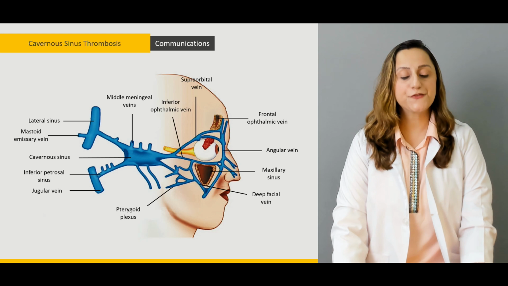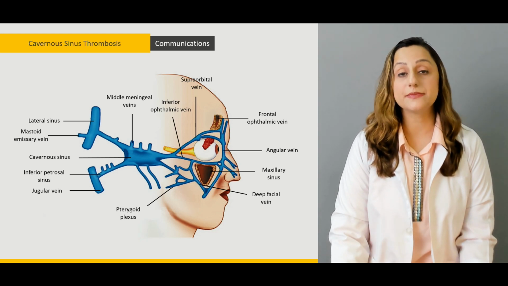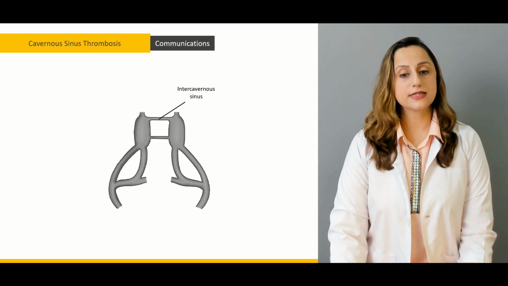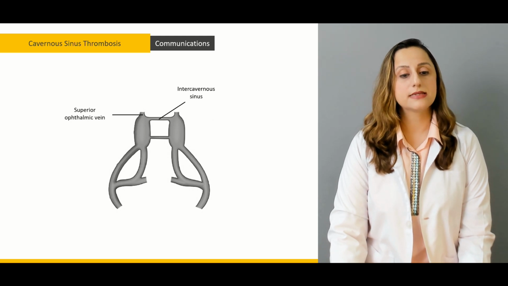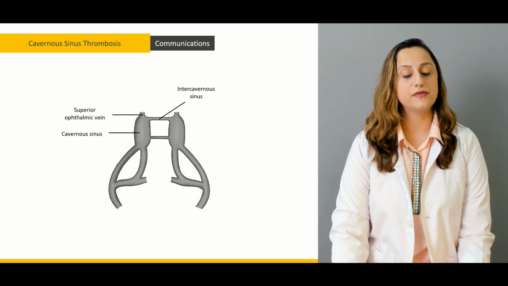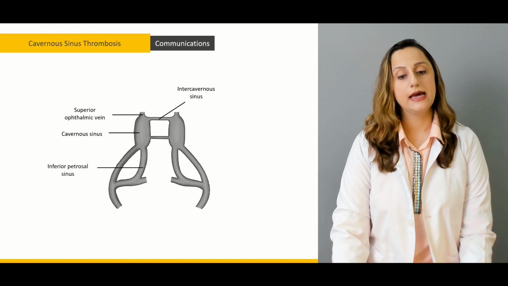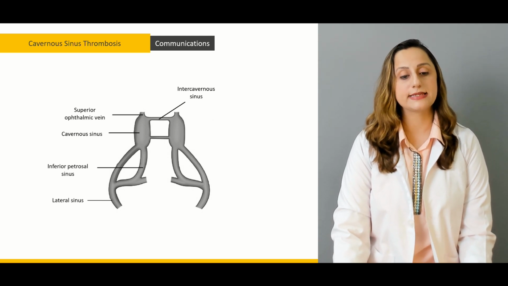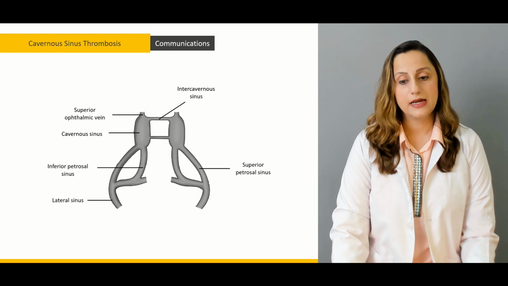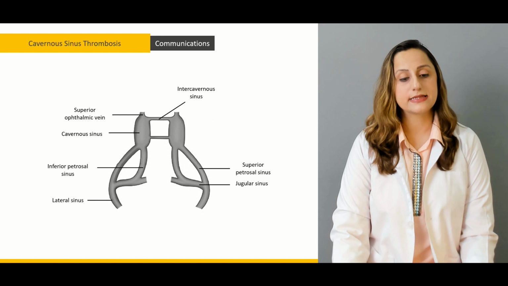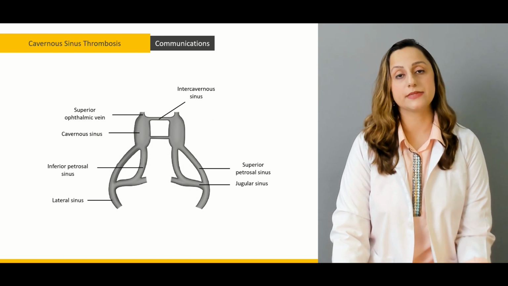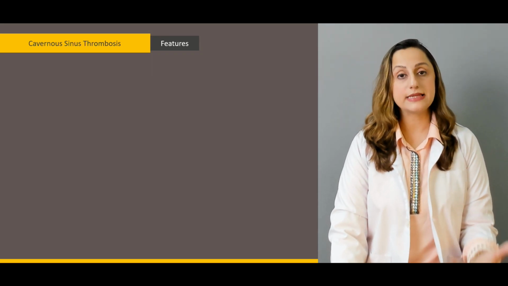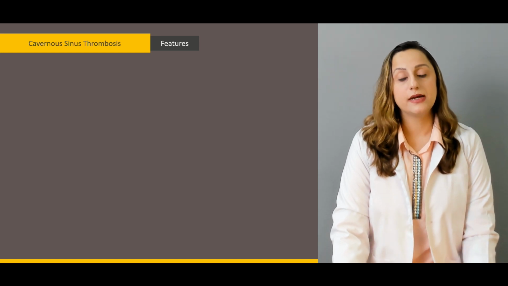These are the different veins that are ultimately draining into the cavernous sinus. So these are the cavernous sinus communications: there is an intercavernous sinus, then we have a superior ophthalmic vein that is draining into the cavernous sinus, and this cavernous sinus is ultimately draining by the inferior and superior petrosal sinuses into the lateral sinuses. The superior and inferior petrosal sinuses are draining into the jugular sinus, which is also draining ultimately into the lateral sinuses, and these are very important communications. These communications are basically a way for the infections to travel distally.